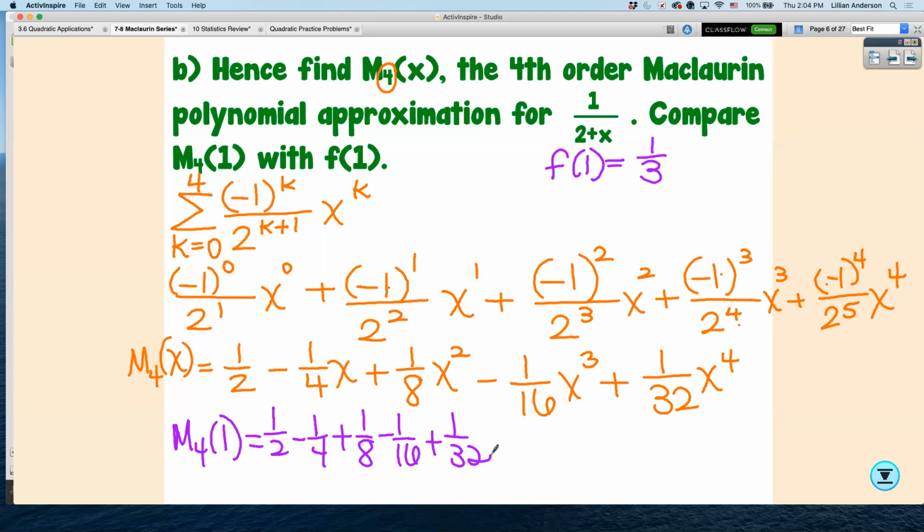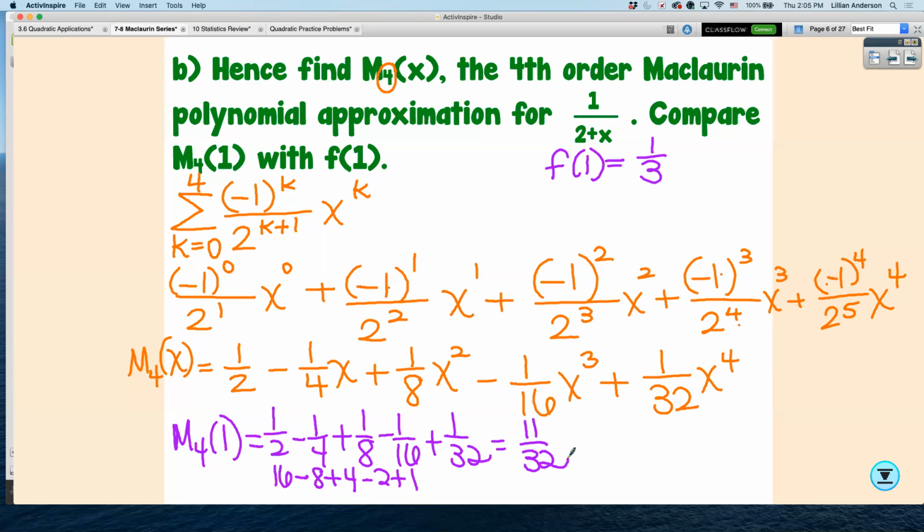What's the common denominator? 32. So this becomes 16 minus 8 plus 4 minus 2 plus 1. What does that add up to equal? So this turns into 11/32. Yeah, you added the one.